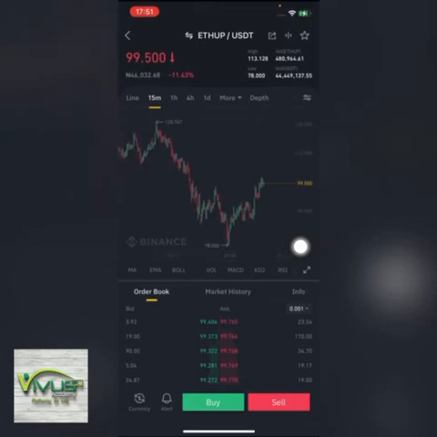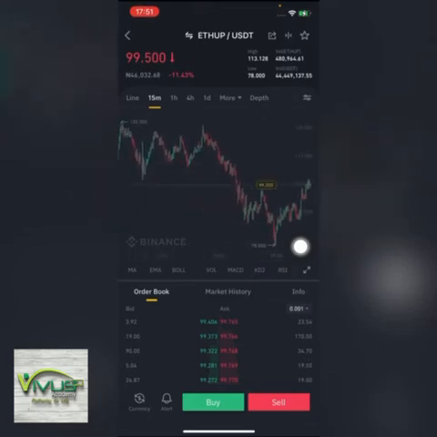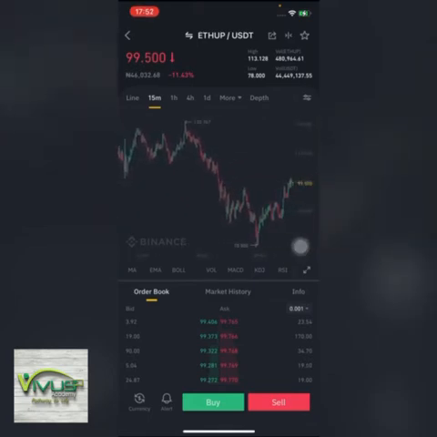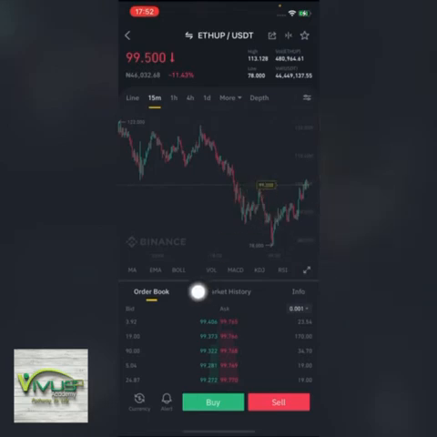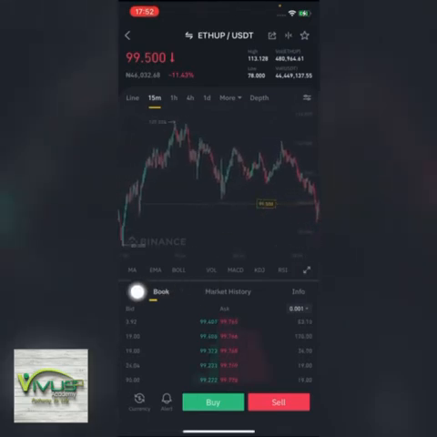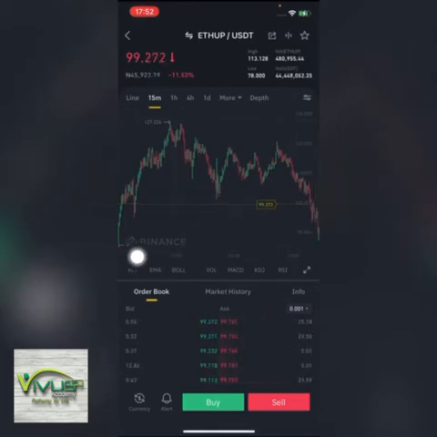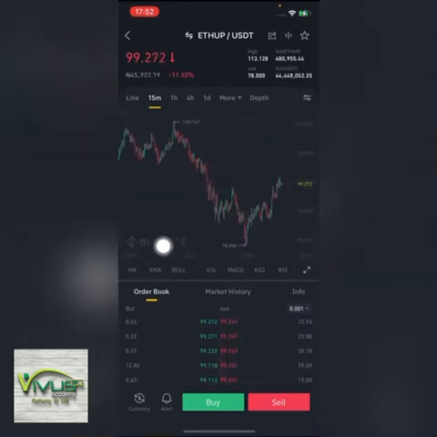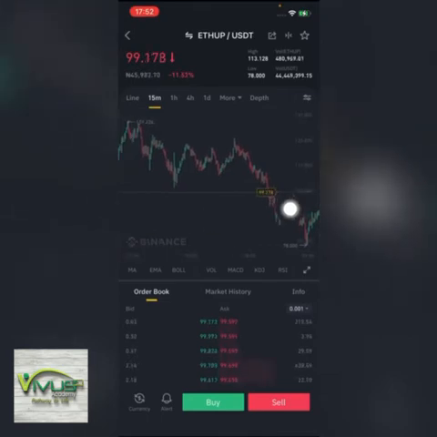Because this area is a support. See, 99.5, let's look at it. That's where we are now. See, this is a resistance. It's not touching the line yet, but it's a resistance. It's resisting it from pushing up. That's why the struggle is here. See it here too. It touched this one.